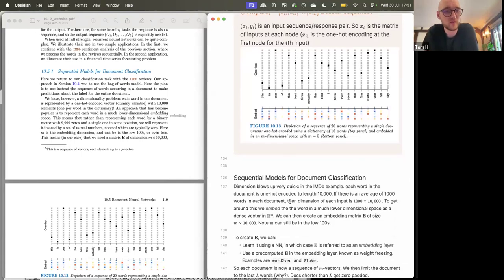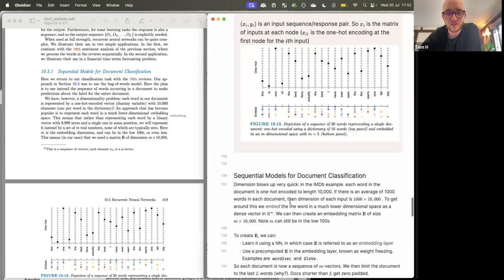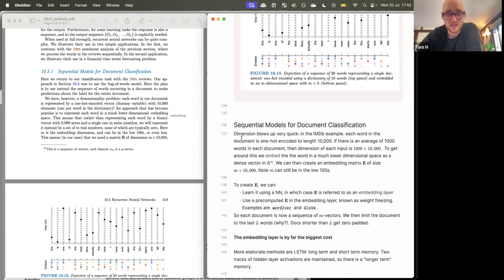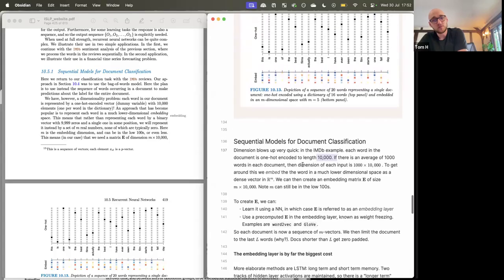So again, we talked about document classification, and we've seen the bag of words. And so it's now trying to use the sequence of words or a sequential model. And as you probably expect, the dimension blows up very quickly when you start to include previous information. And so if your document's one-hot encoded to length 10,000, if you had 10,000 words in your dictionary, then there's 1,000 words in your document, then the dimension of each input would be 1,000 times 10,000, which is very big, and also would be mainly zeros.